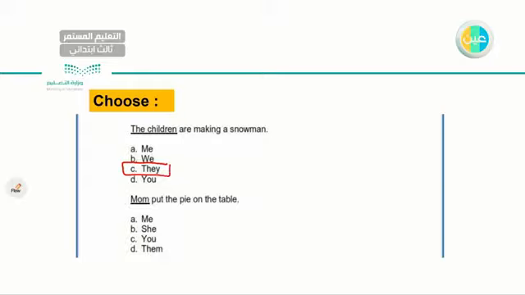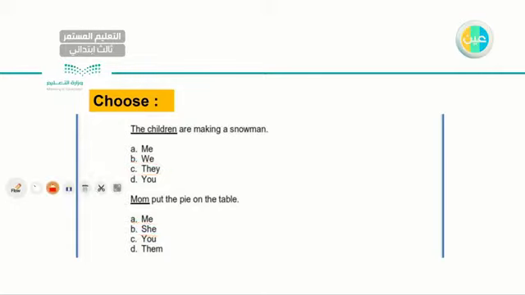Let's replace it with a word. They are making a snowman. The children or they have the same meaning. Very good. Number 2. Mom put the pie on the table. Mom, my mother. Me, she, you, or them? What do you think? Very good. She is the perfect answer. So let's replace it in the sentence. She put the pie on the table. Very good and very correct.